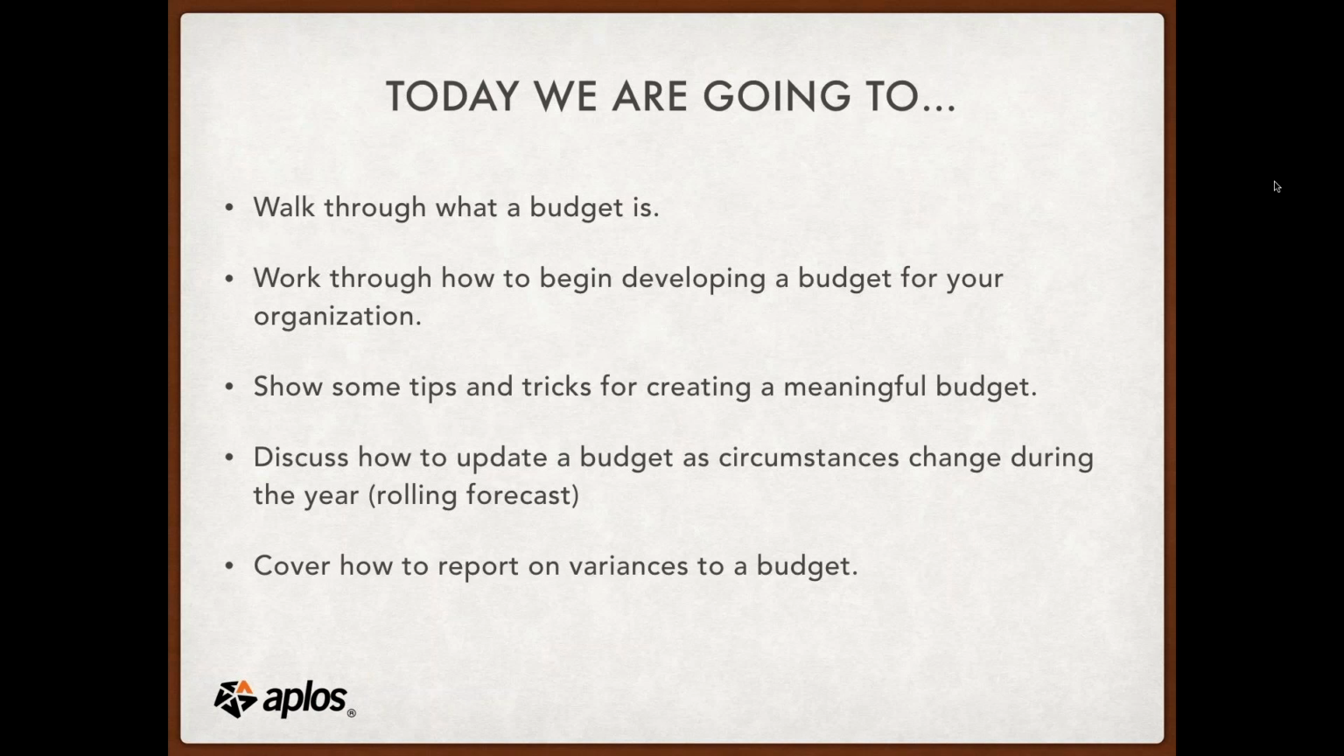So today we're going to walk through what a budget is. We're going to walk through how to begin developing a budget for your organization, show some tips and tricks for creating a meaningful budget, discuss how to update a budget as circumstances change during the year, which we call a rolling forecast, and then cover how to report on variances to a budget. So kind of from its genesis all the way through to how you're then going to report it during the next year. We're going to cover all of that today.